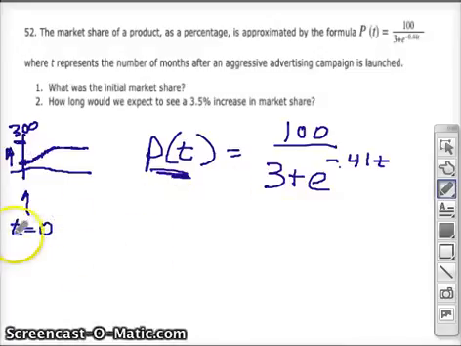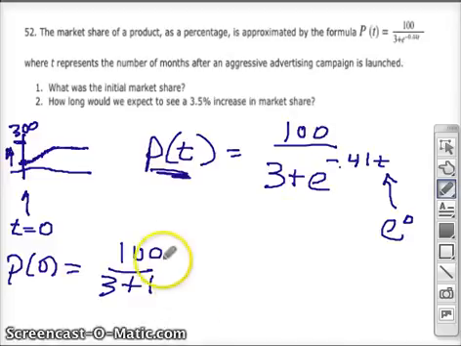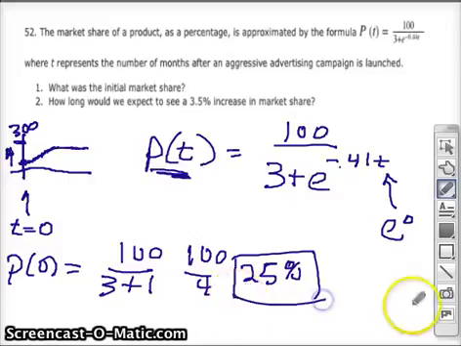All right, let's plug in 0. What is P of 0? Well, that's going to be 100 over 3 plus, well, hold the phone for a second. If I put a 0 there, that's e to the 0. We know that's 1, okay? So that's going to be 100 over 4, which is 25, so 25%. All right, so that's how I answer part one. The answer is 25% of the market share.